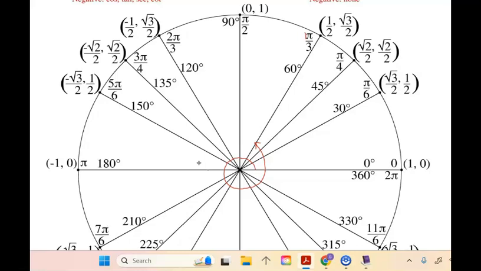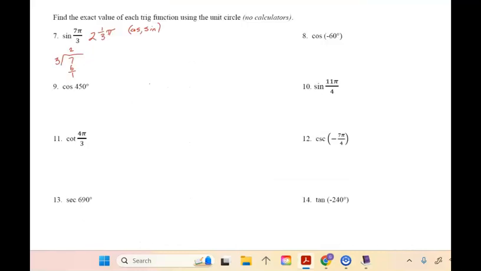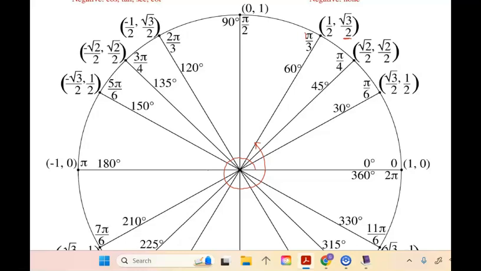I landed at this angle. I'm looking at this ordered pair. And again, because it's asking for sine, I'm looking at the y coordinate. And so my answer here is going to be the square root of 3 over 2. So that's my answer for number 7. All right, let me erase this. It gets kind of messy if I don't erase as we go. All right, let's take a look at our next one.